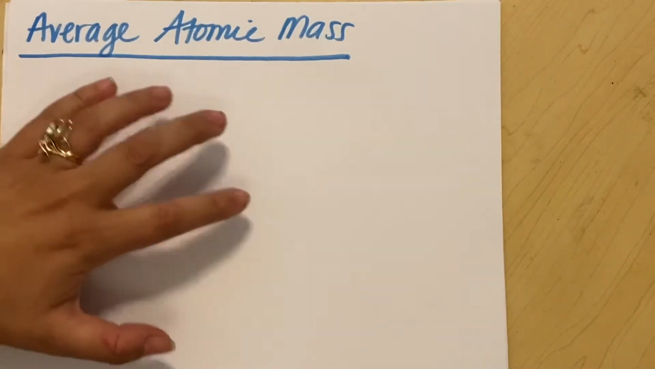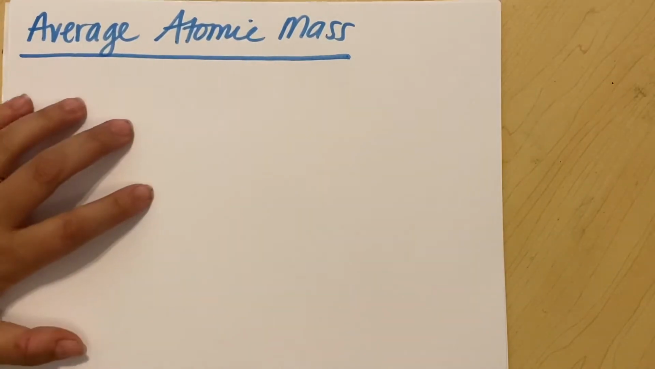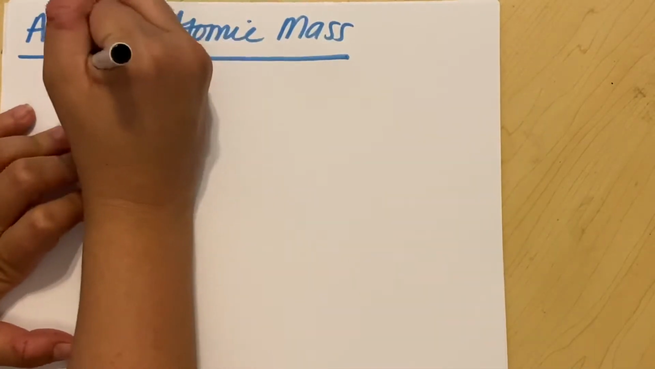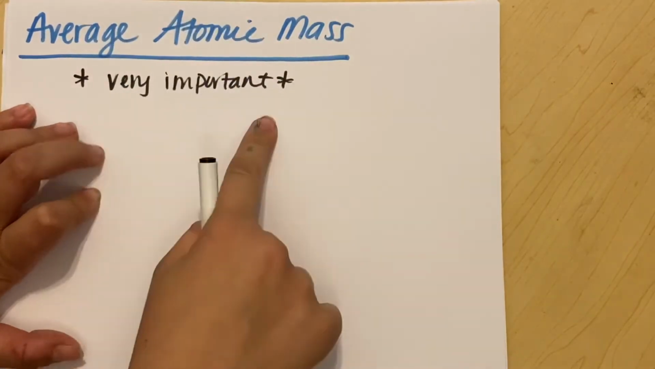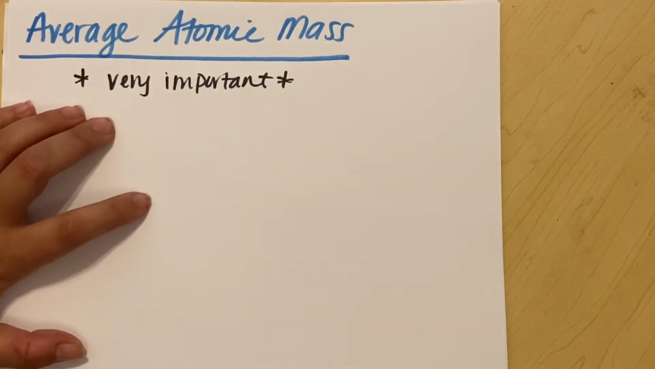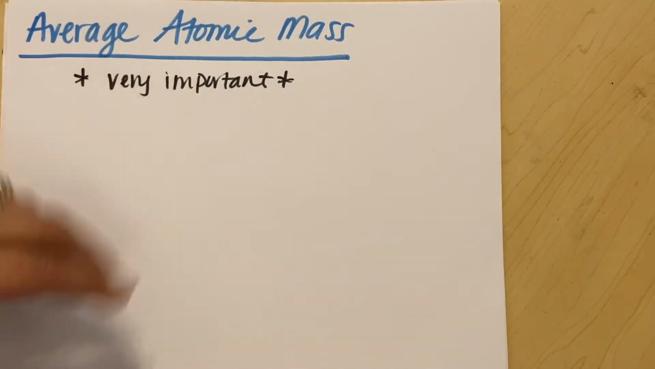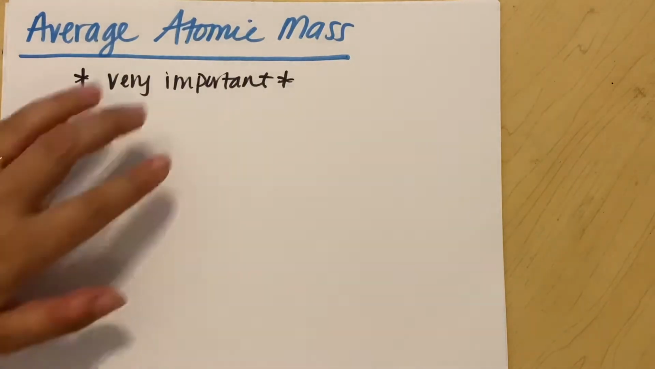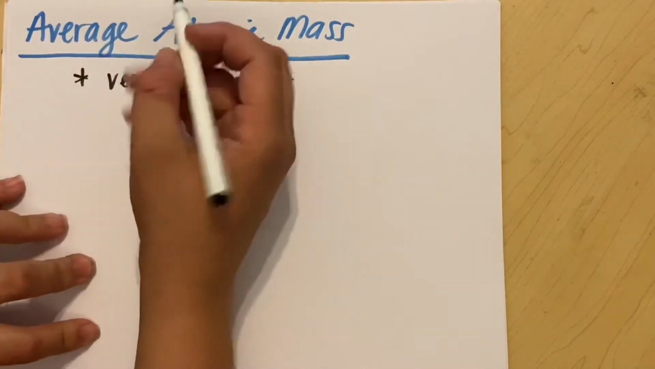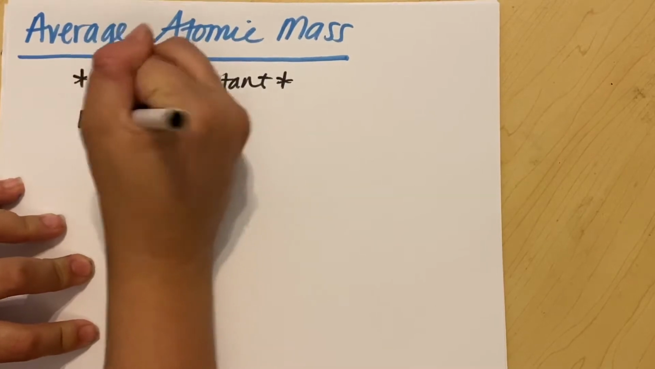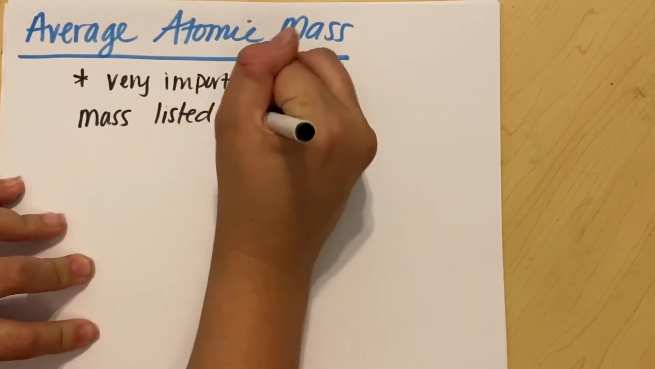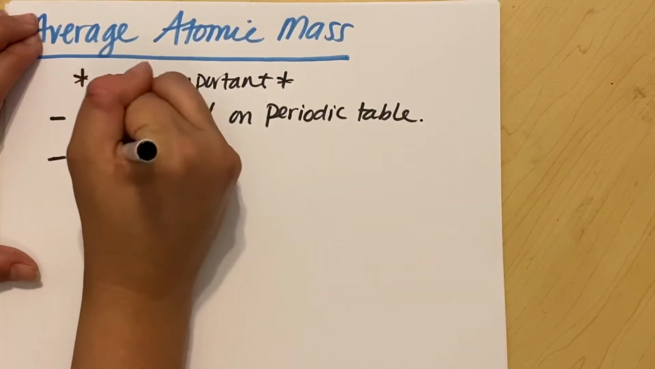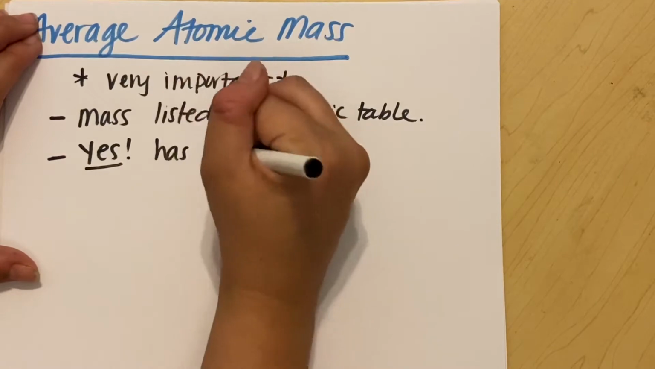All right, we're going to be talking about the average atomic mass of elements. This is actually a very important number. It is very important for calculations, especially later on when we're getting to really tricky things like stoichiometry, limiting reactant, all that good stuff. We're going to be using average atomic mass, okay? And the average atomic mass is going to be the mass that's listed on the periodic table. And yes, this one has decimals.